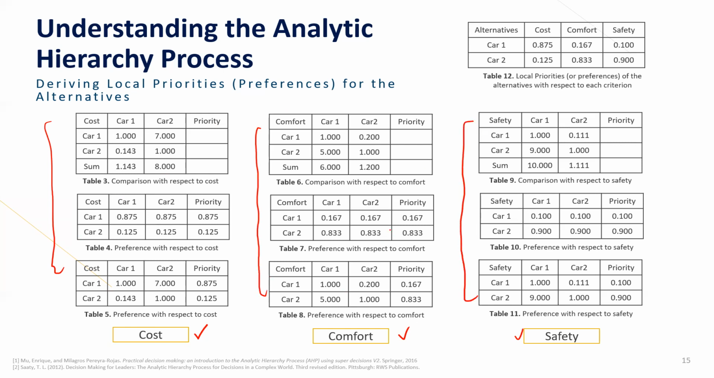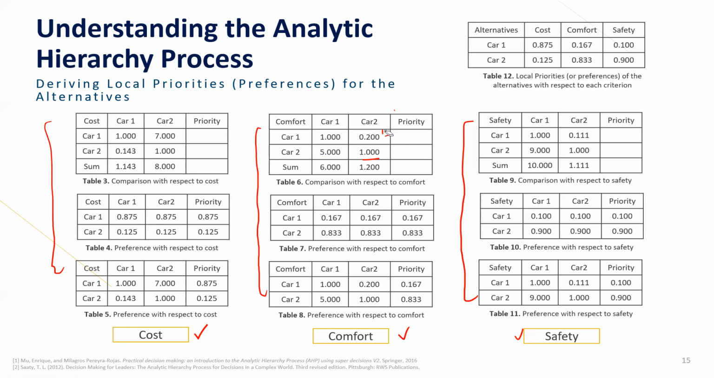Okay, let me try again. For comfort, let's say this one is 1, this one is 1, right? Car1, car2. Oh, car2 is more comfortable. So this is 1 divided by 5. So you put 5 here, and you put 0.2 here, which is equal to 1 divided by 5. And then you need to what?